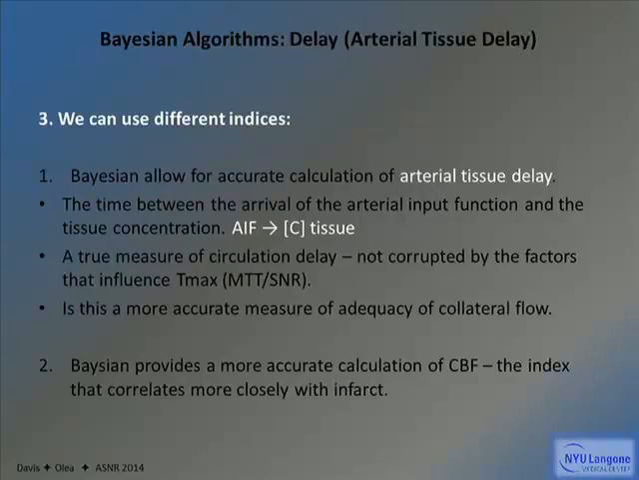That is the time difference between the arrival of the arterial input function and the tissue concentration curve. It's a true measure of circulation delay, and it is not corrupted by the same factors that influence Tmax, such as signal-to-noise ratio. It is a more accurate measurement of the adequacy of collateral flow. Furthermore, not only can you use a new index, the indices that you were using, such as CBF, become more accurate.